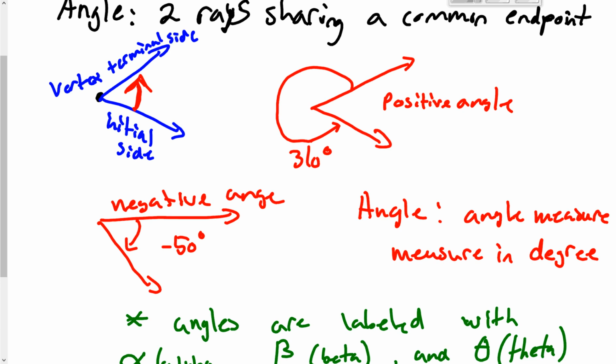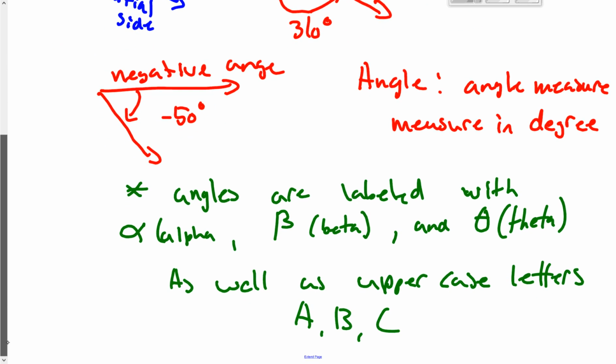The angle measures are in degrees. We'll get into radians later, so there are two different ones, degrees and radians. You can see that on your calculator. Make sure when you use your calculator in this chapter that you know if it is in degrees or in radians. Another thing about angles is that I can label them with Greek letters, alpha, beta, theta, as well as capital letters A, B, C, D, and so forth. So that's how you label angles, and their measures are in degrees or in radians.